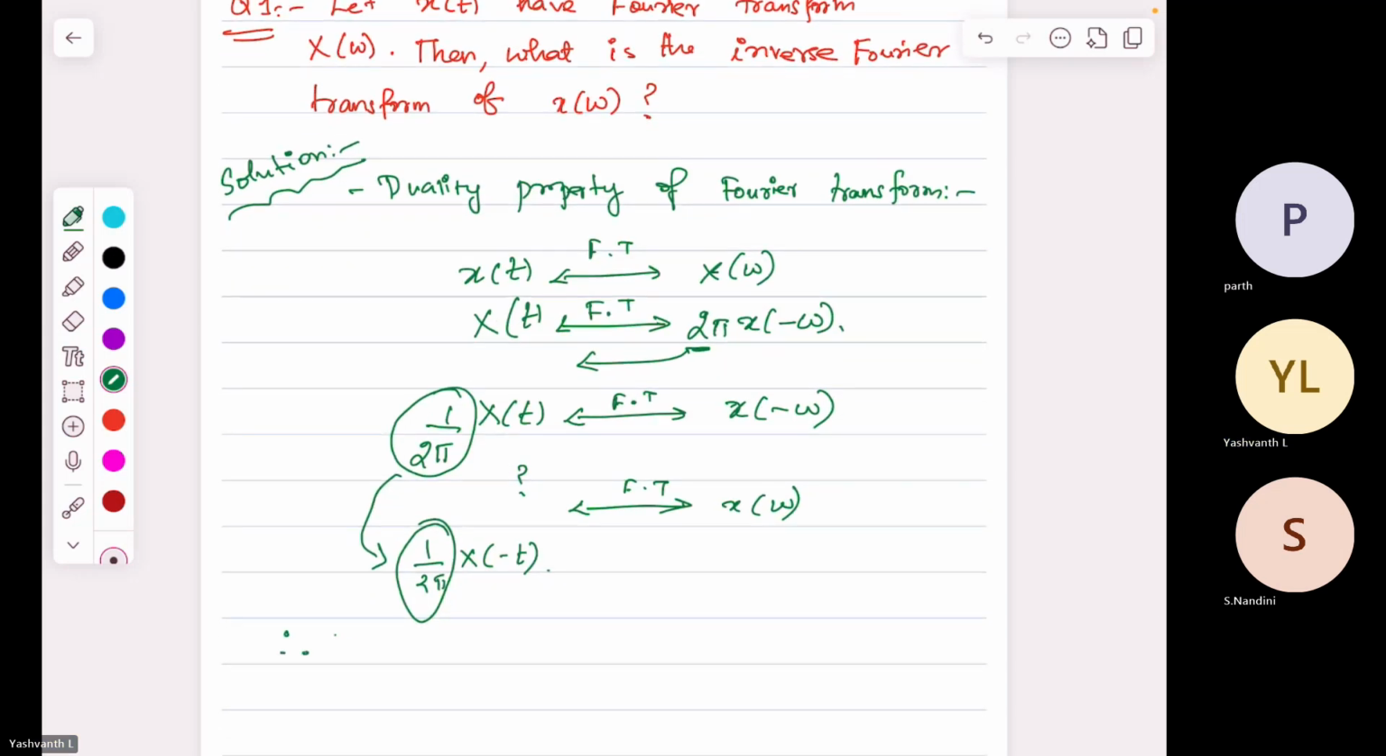Therefore, the inverse Fourier transform of small x of omega is equal to 1 by 2 pi capital X of minus t. Okay, that's the question I asked. Is it clear?